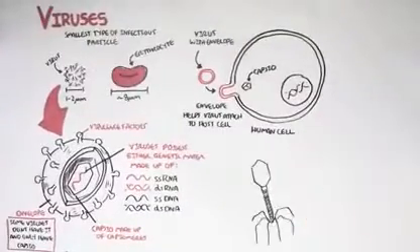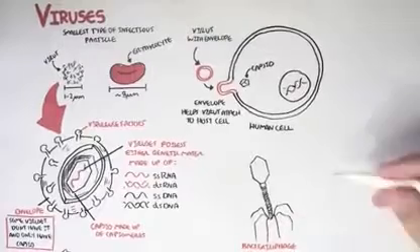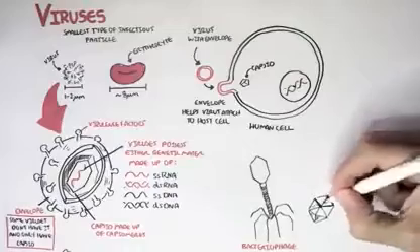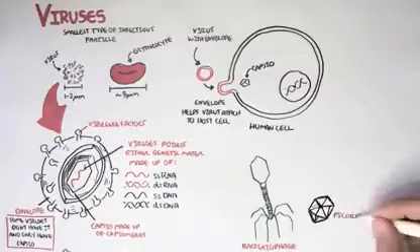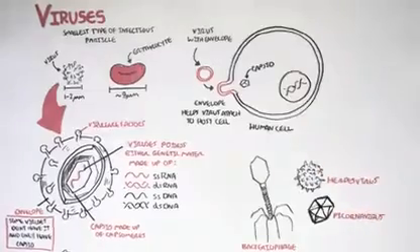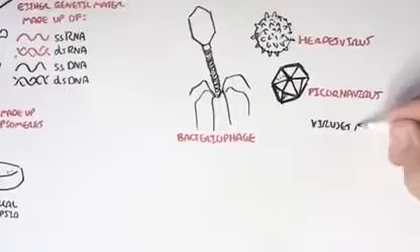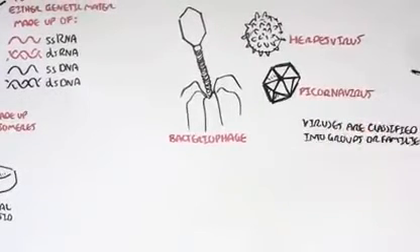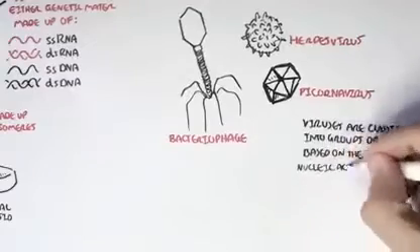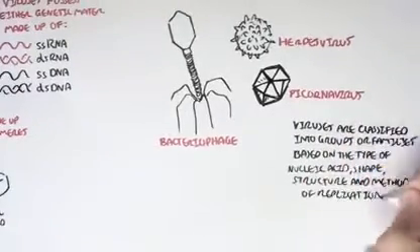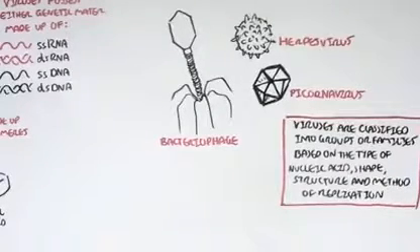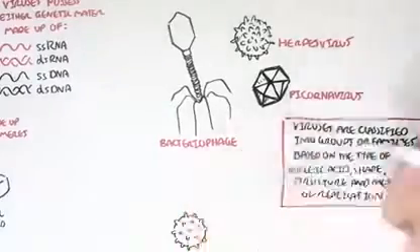Now, there are many types of viruses. Some examples include a bacteriophage that invades bacteria, herpes virus, and picornavirus. And there are many more, of course. Viruses are classified into groups or families based on the type of nucleic acid genetic material they contain, their structure, their shape, and their method of replication. So based on all these classifications, there are a lot of different groups of viruses as well as subgroups.